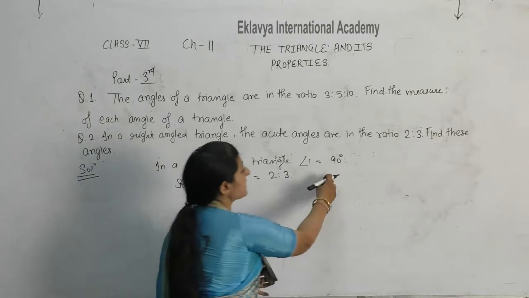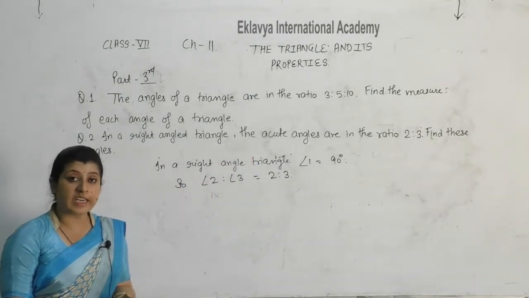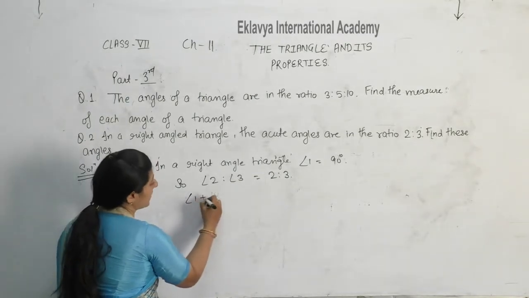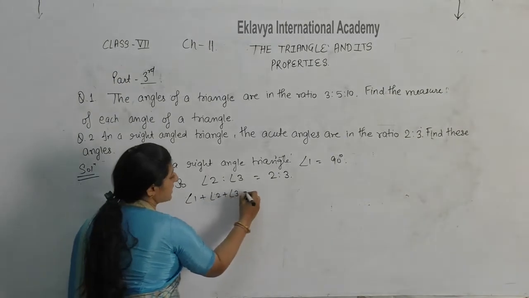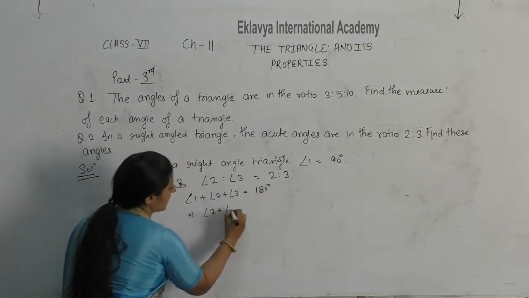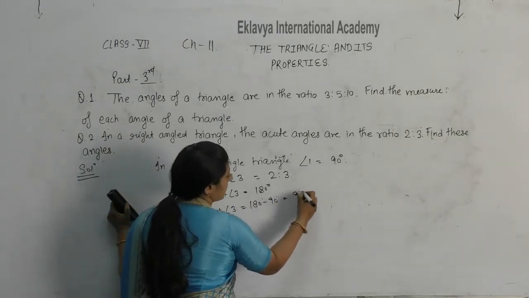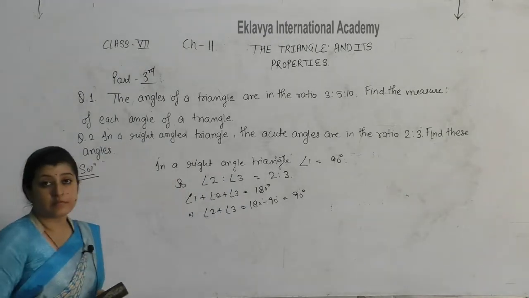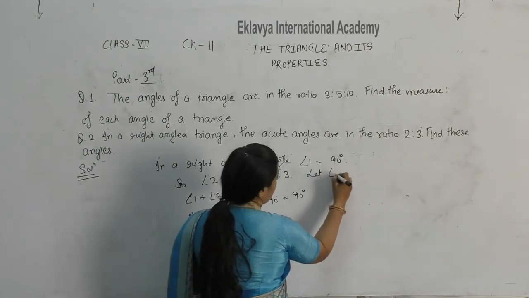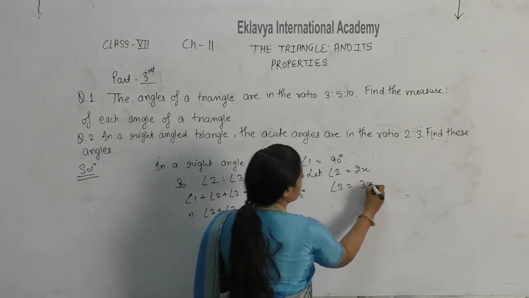See, one angle is 90 degree, then what is the sum of the other two angles? That is equal to 90 degree, because 180 minus 90. We know that angle 1 plus angle 2 plus angle 3 is equal to 180 degree. It means angle 2 plus angle 3 is equal to 180 minus 90, which becomes 90 degree. So let angle 2 be equal to 2x and angle 3 be equal to 3x.